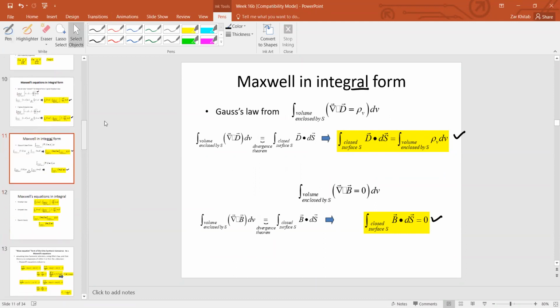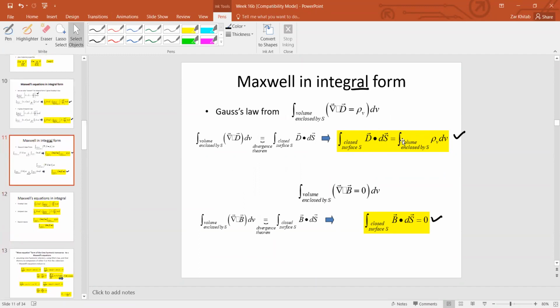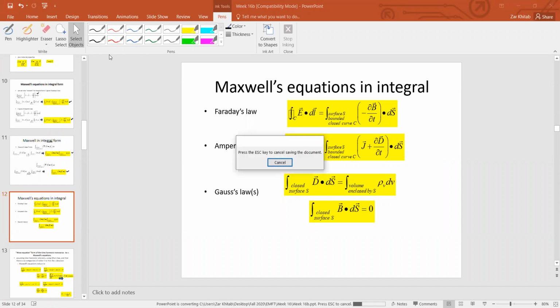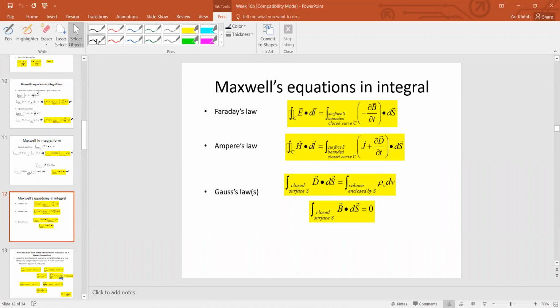And again, I'll not be spending much time on this in our last lecture. Your next course will basically start right from here, that's the antenna and wave propagation. So these are the four Maxwell equations in the integral form.